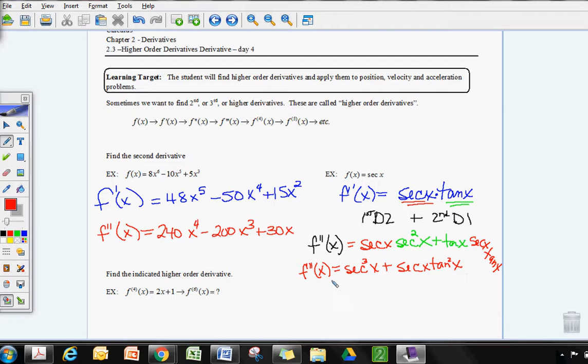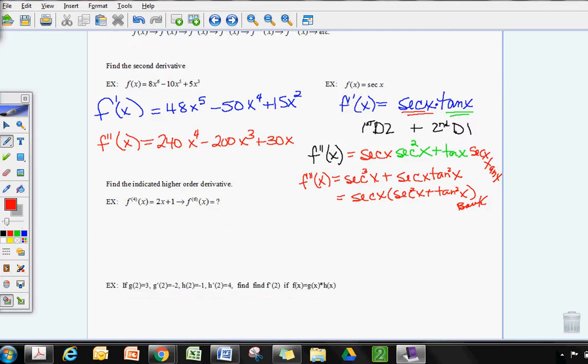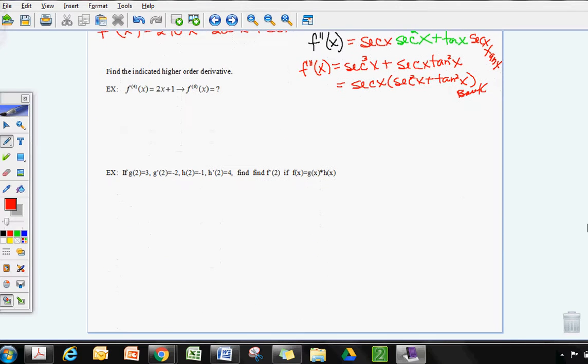Now, I leave my answer like that. If you check the book solutions, they're going to factor out a secant and have this become secant squared plus tangent squared. That would be a book solution. And I'm okay with you leaving it just at the secant cubed. Okay, so we're almost done. That is primarily what a second or a higher order derivative is.